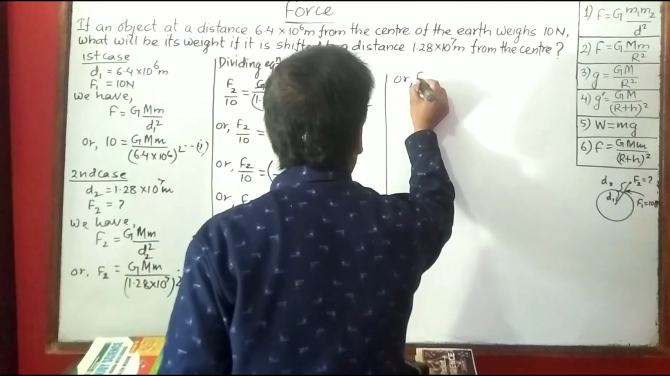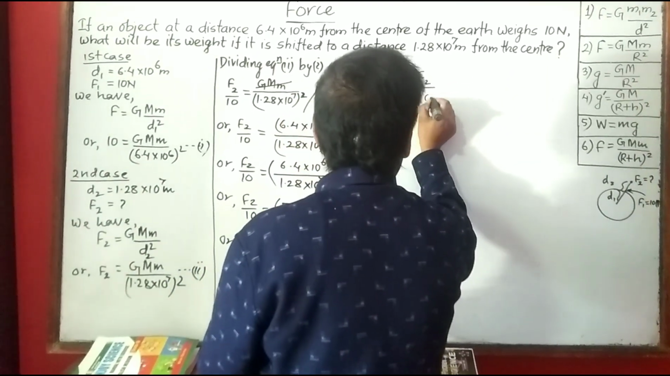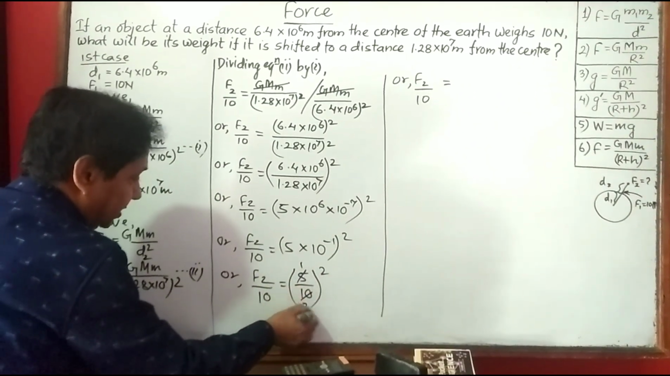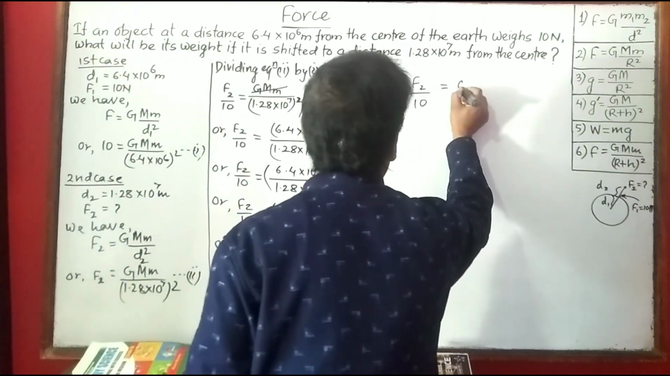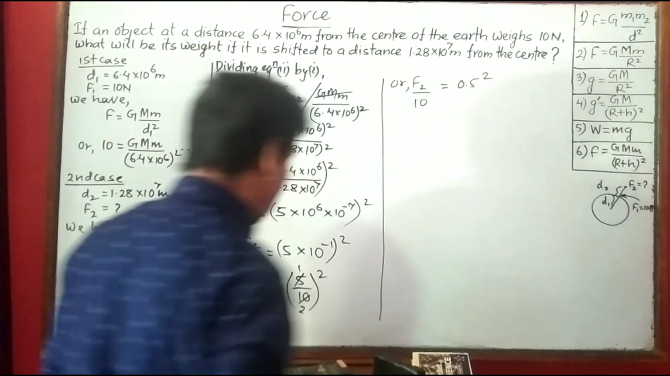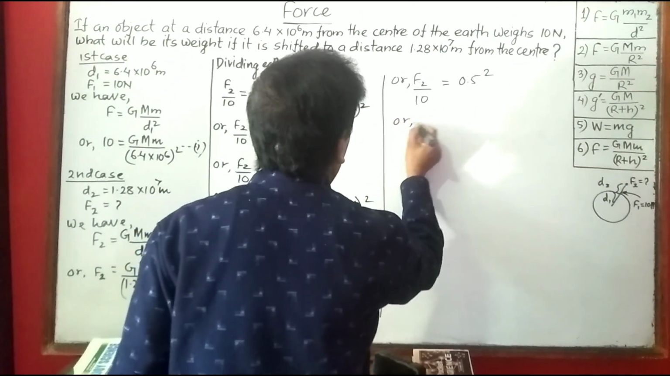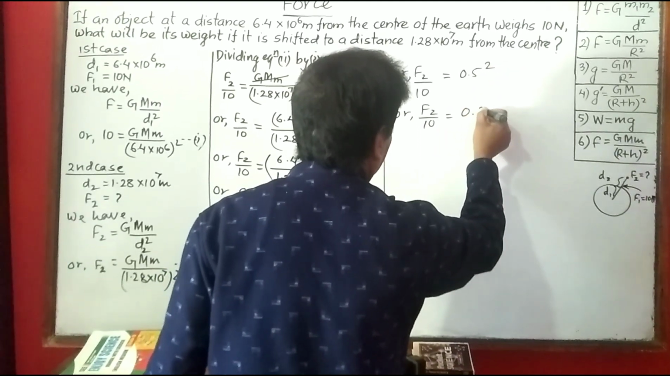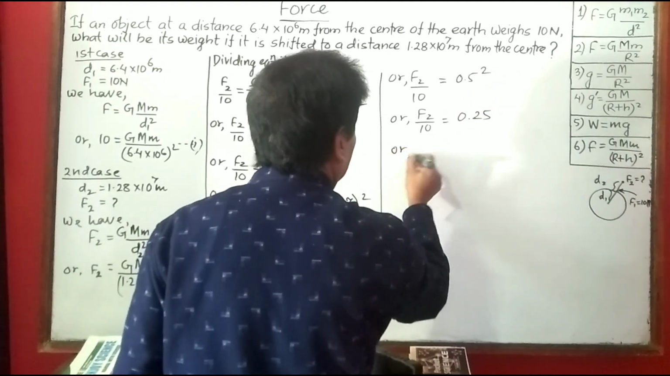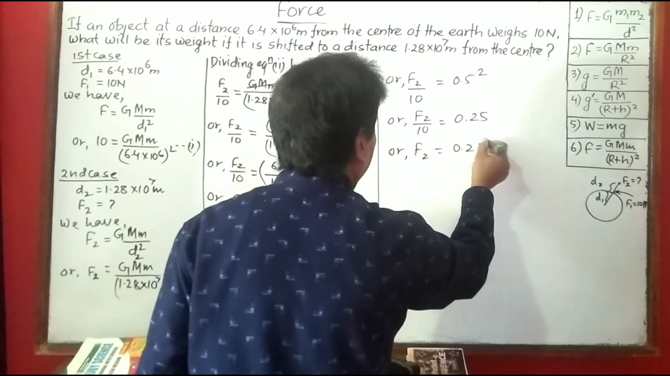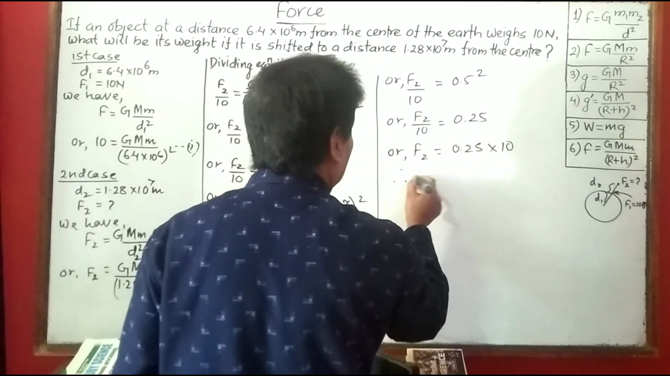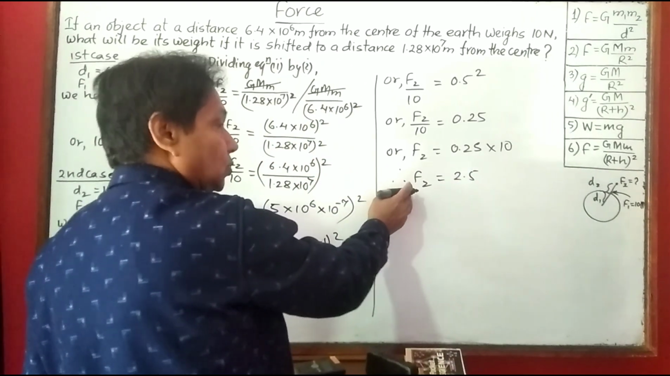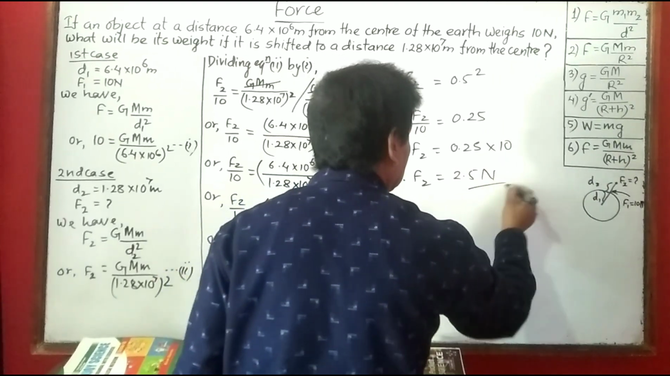Now, F2 by 10 is equal to, look at this, 5 ones are 5, 5 twos are 10, 1 divided by 2 becomes 0.5, 0.5 square. Or F2 by 10 is equal to 0.25, or F2 is equal to 0.25 × 10. Therefore, F2 is equal to 2.5, and this is weight force. Force is measured in Newton. That's why this is our final answer.